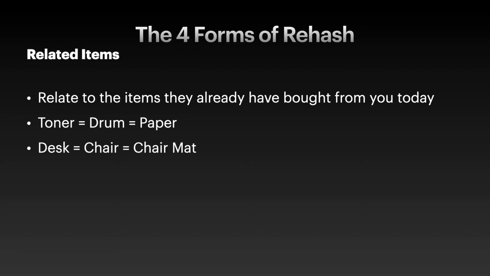Another example, we have a desk, a chair, and a chair mat. So not only is this for common items, but even for one-off purchases, you can add 1 or 2 items related to what they've already agreed to buy from you. So it's a really simple way to add a few extra items on top of your order.